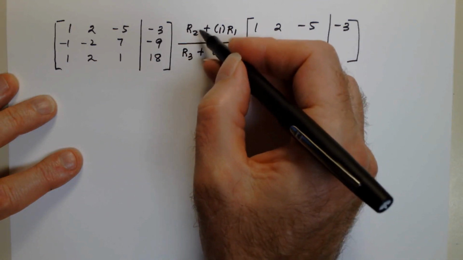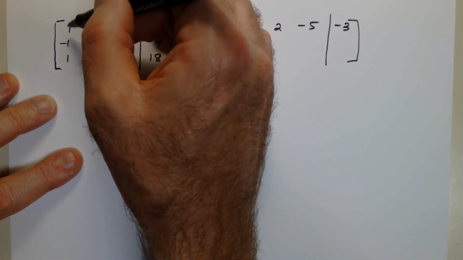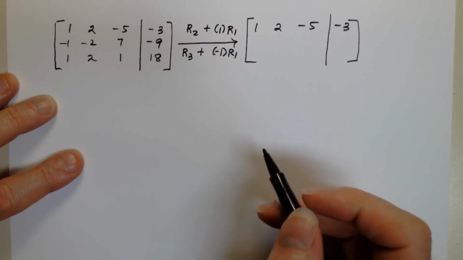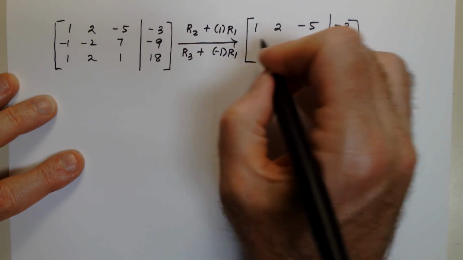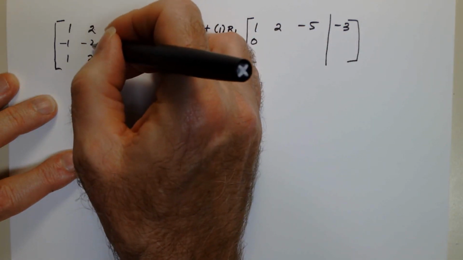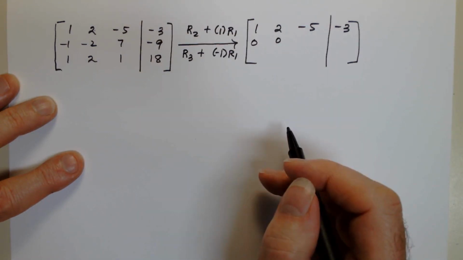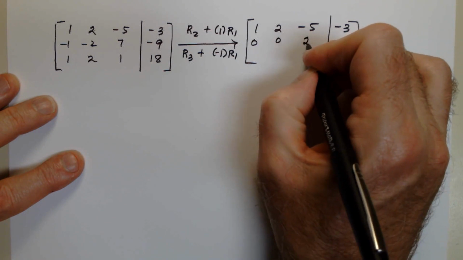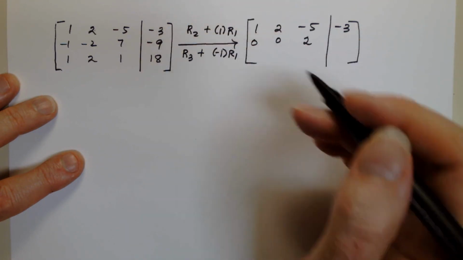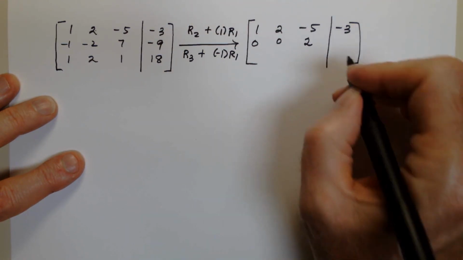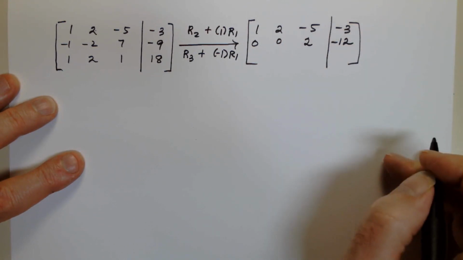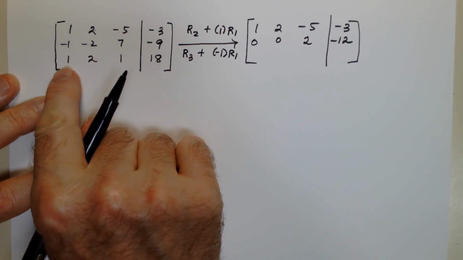Let's check out the change in row 2. When I multiply by 1 and add down, it's simply going to be the 1 added to the -1. That's a 0. The 2 will be added to the -2. That's also 0. The -5 added onto the 7 will give me 2. And the -3 added onto the -9 is -12. Okay, that changes that.